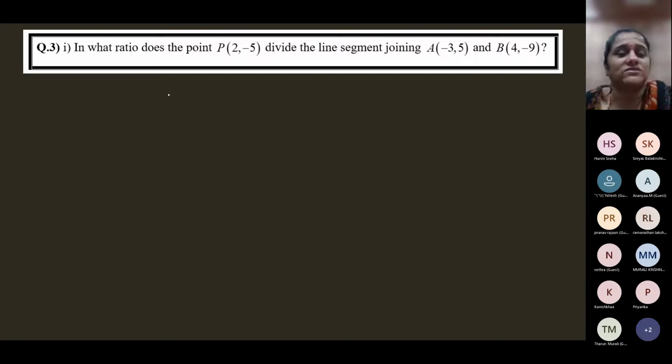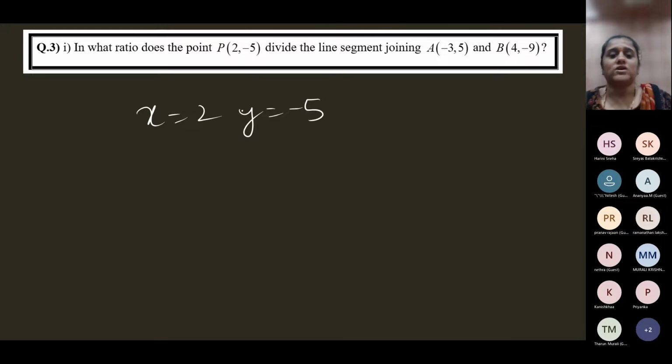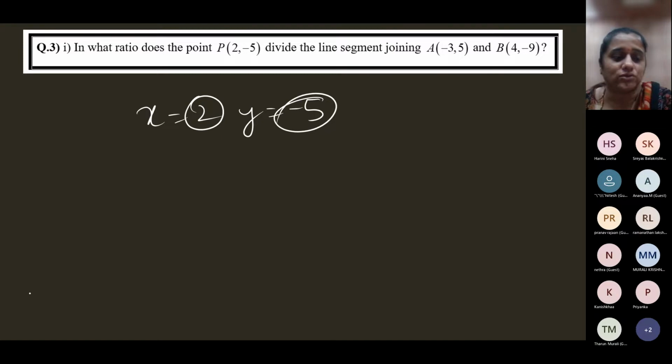All right, so now this is about ratio. Which is the point of division? P, given by the address (2, -5). So either use 2 or -5 to find the ratio. Use either the x coordinate or the y coordinate of the point of division. The point of division is P. The x coordinate is 2, the y coordinate is -5. Use either this or this, and you will get the ratio.